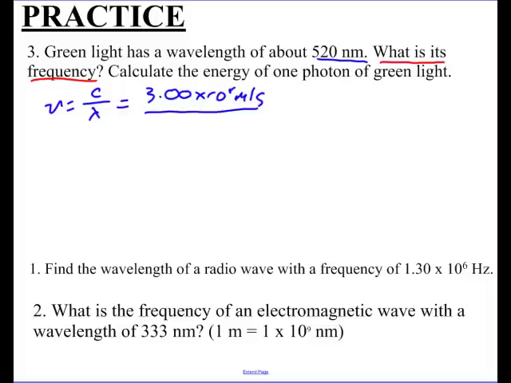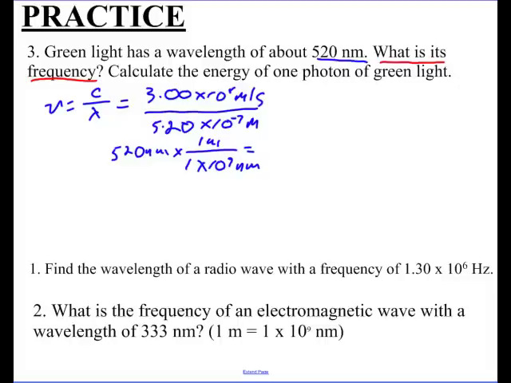So I'm going to go 520 nanometers. I know that 1 × 10⁹ nanometers equals 1 meter, and that's going to equal 5.20 × 10⁷ meters. All right. And again, are units canceling? Absolutely, and that's important to us.